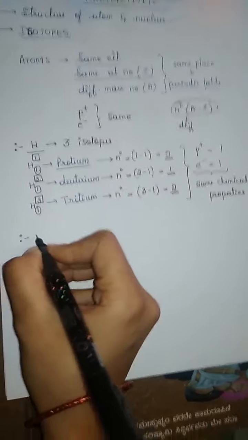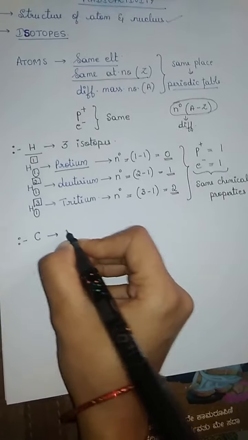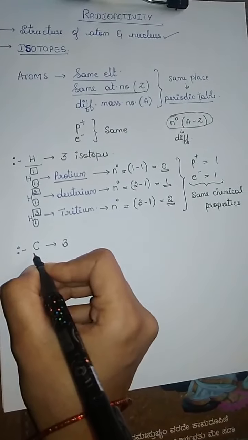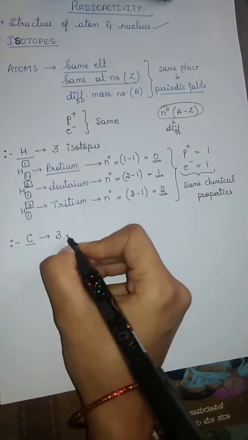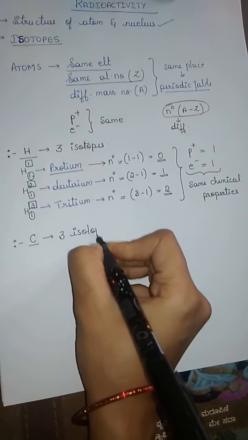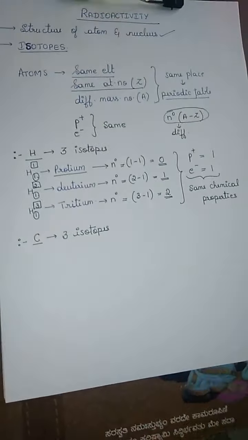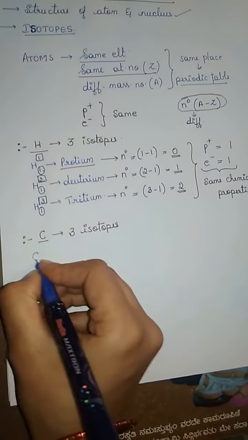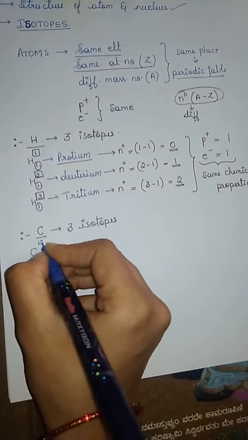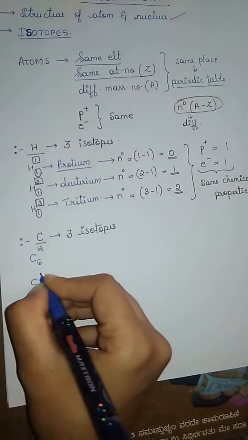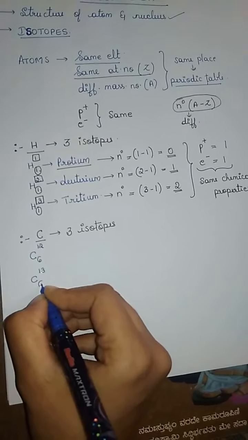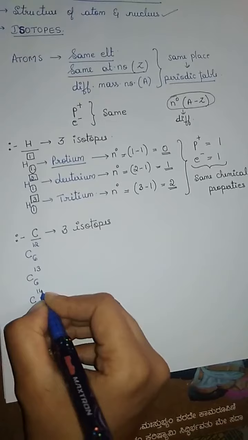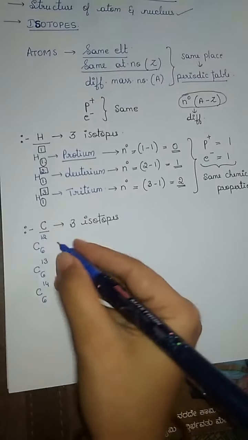Now, let's move on to the second example, that is carbon. The symbol for carbon is C. C has 3 isotopes again. The first isotope is C12,6. The second one is C13,6. And the third one is C14,6.